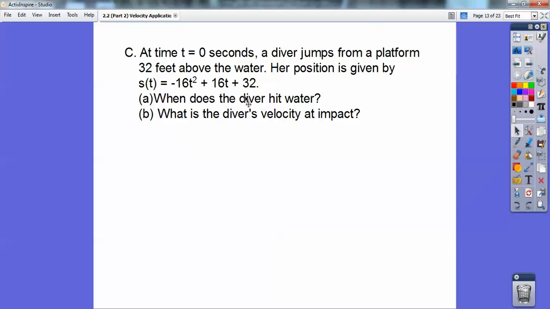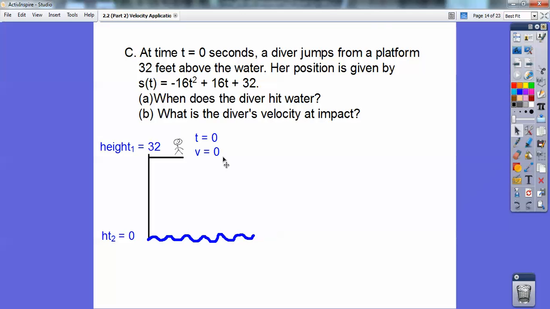All right, for this one, when does the diver hit water? Here's a groovy picture, you guys. There's my diver up there. So she's going to dive off, and when she hits the water, she's going to be down here. Her height is going to be at 0. So this is my position function, so this is my height right here. So I'm going to set this equal to 0. That's when she's going to hit water, when her height is at 0.